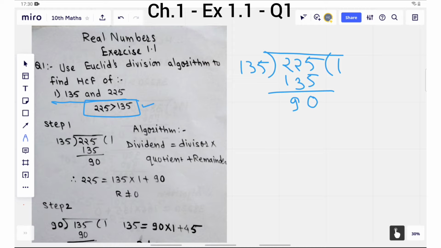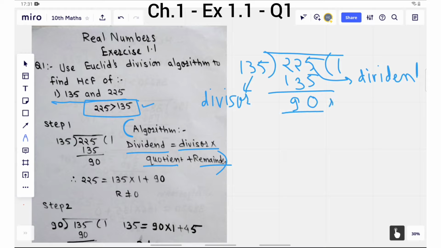Here in the first step we now have to write the algorithm, and we know how to write that algorithm using Euclid's Division Theorem, that is, dividend is equal to divisor into quotient plus remainder. In the division we have done here, 225 is the dividend, 135 is the divisor, 90 is the remainder, and 1 is the quotient.